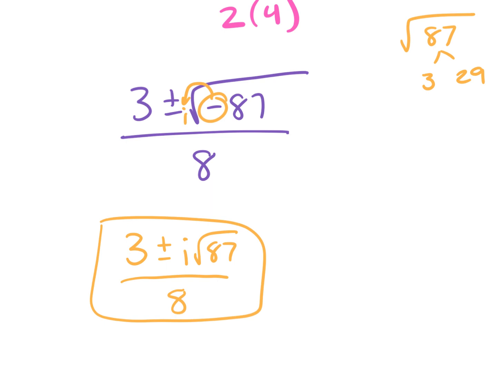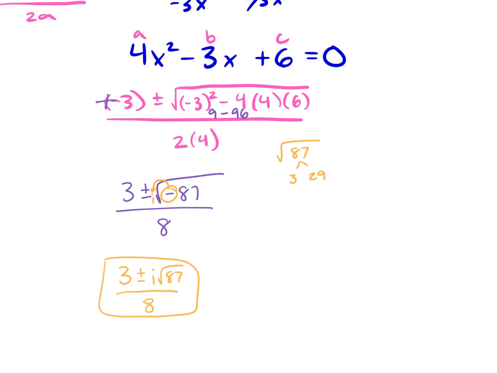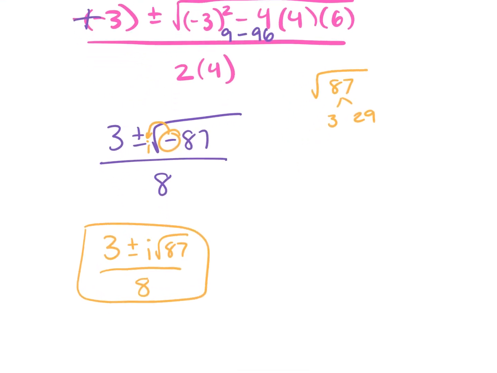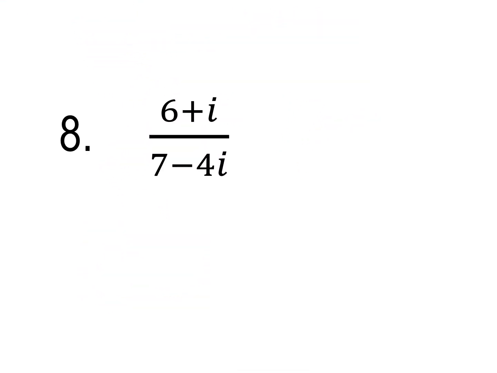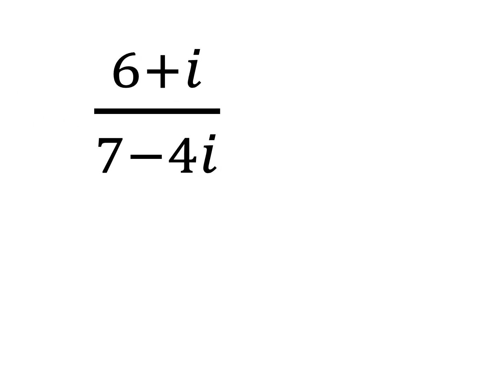Just don't forget to take the i out. If you forget to take the i out, it's not simplified enough. Just take the i out if you can. So let's look at number 8. So when we're dividing, what should I do? Multiply by the conjugate of the denominator. What's our conjugate of the denominator? 7 plus 4i. So the numbers stay the same. It's just the sign in the middle that changes.